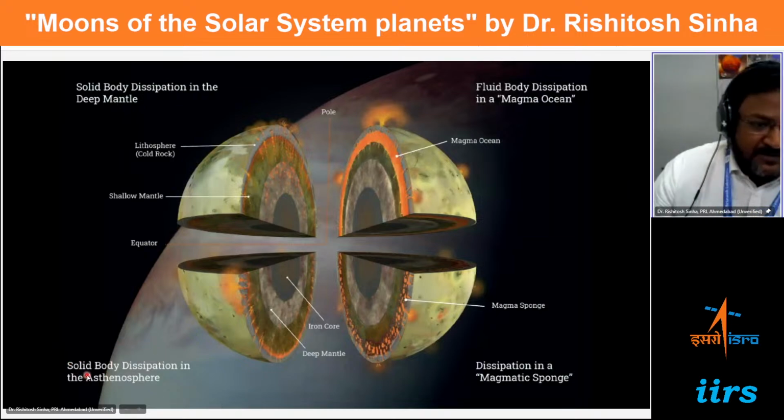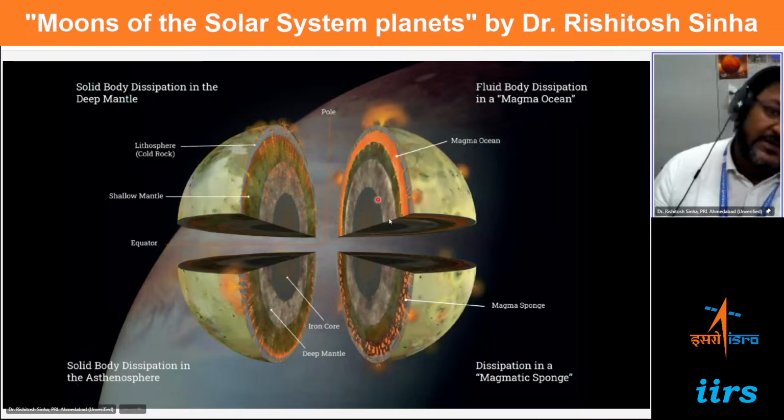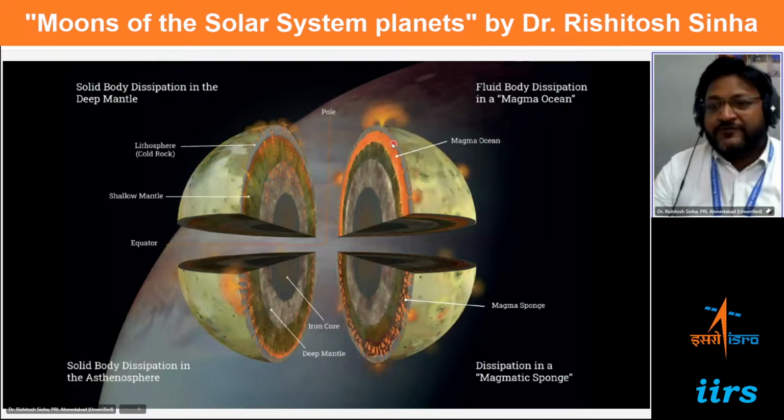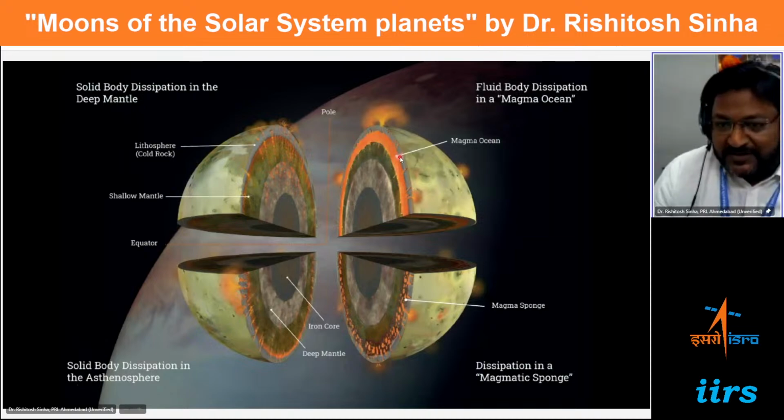Then there is another concept that is solid body dissipation in the asthenosphere. So the asthenosphere is actually sitting over the molten mantle, and over time, due to the tidal bulging, the surface is fracturing and magma is oozing out. Then another concept says fluid body dissipation in the magma ocean. So just like the way we had a magma ocean on the Moon, it is assumed that maybe in the past there was a magma ocean on Io, and then that also is oozing out in the form of fluid due to the tidal influence that is there because of Jupiter and the other moons.